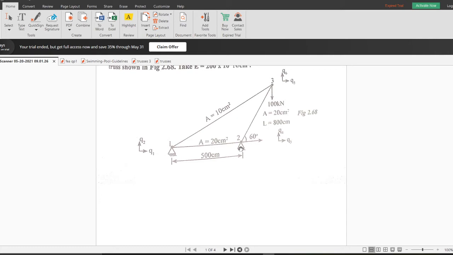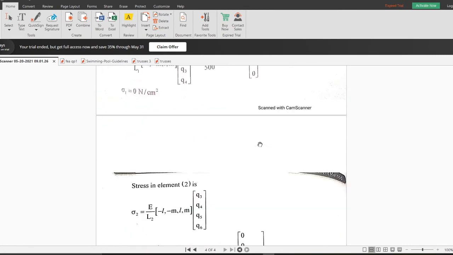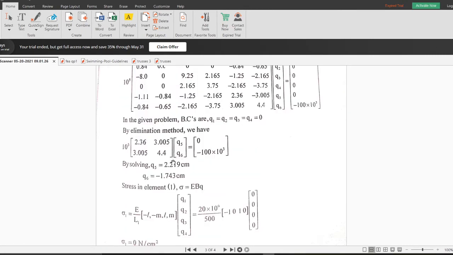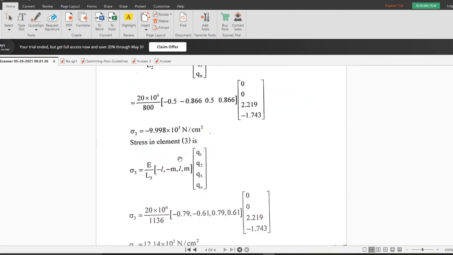Fixed, sir. Fixed, no? Therefore, Q1, Q2, 0. Q3, Q4, 0. Correct. So therefore, you have to eliminate the corresponding rows and column. Then you find out what is Q5, Q6. Then you find sigma 1, sigma 2, all those things, and sigma 3.